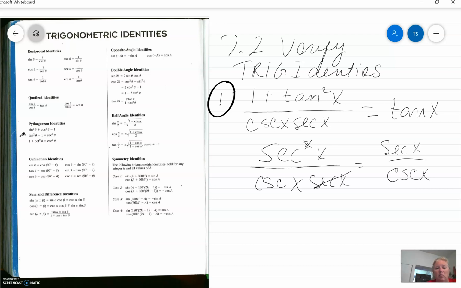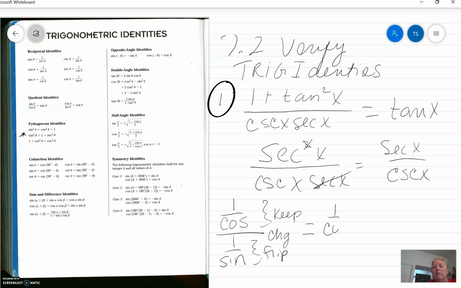Secant is 1 over cosine, over cosecant, which is 1 over sine. Then this is where we do the keep, change, flip. Not proper mathematical language there, but I try to keep it simple. So it's 1 over cosine, change it to multiplication, and flip the other one, so that's sine over 1. And so here we have sine over cosine.